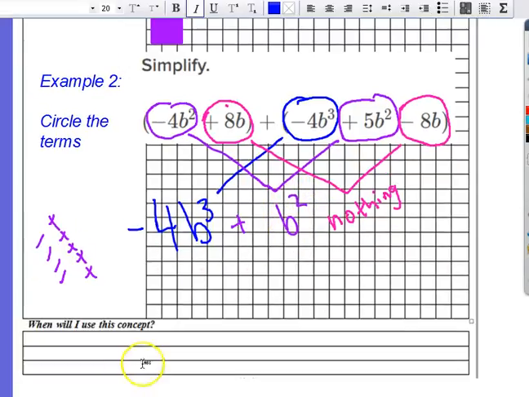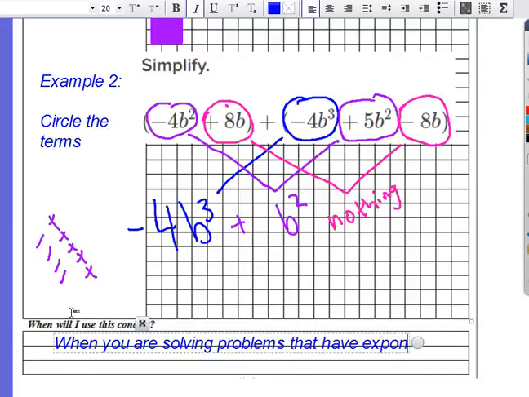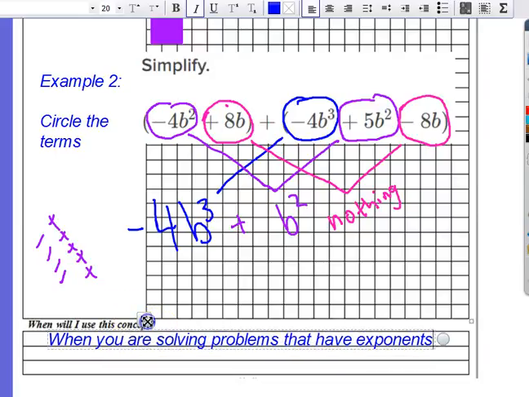When will you use this concept? You will use this concept when you are solving problems that have exponents. And there's all kinds of problems that you're going to see like that. We're going to model situations that have exponents.